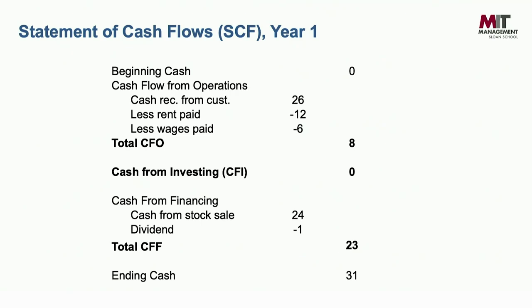So this is not important to know right now, but we start with cash as zero. We've got $8 of cash flows from operations, which is the cash we collected from our customers, the rent we paid, and the wages we paid. We didn't have any cash from investment. Cash from investment would be like if we bought a building or something like that. We'll cover cash from investment later. And then we had quite a bit of cash from financing. Remember, we raised money in our IPO, so to speak. We raised $24,000. And at the end of the period, we paid our dividend.